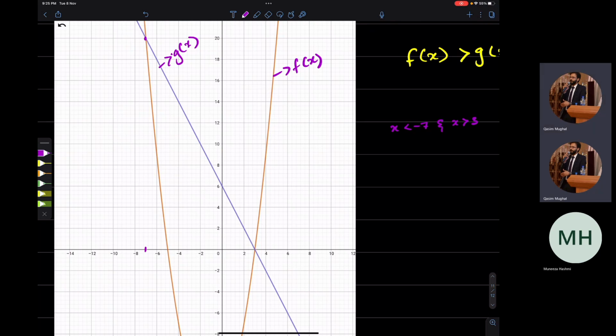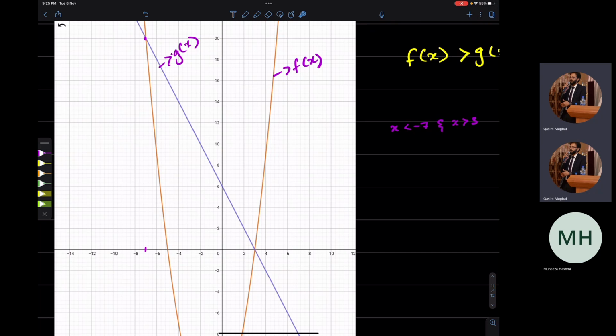Check the answer. It asks for the values of x, so that is why I check the values of x. So for all the values of x greater than 3, the orange line is above the blue line. Same answer. For all the values less than -7, the orange line is above the blue line. Got it? Yes, sir. Okay, find the set of the values of x.